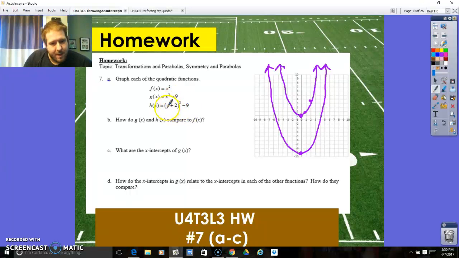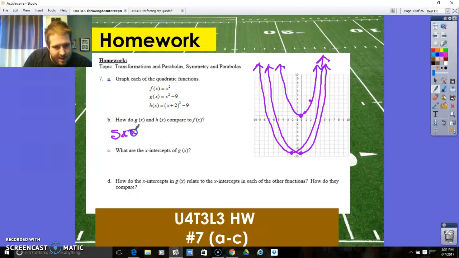But then you've got this x plus 2, and you remember back in vertex form, because that's really what this is, x plus 2 actually makes it slide 2 units to the left. So this parabola is going to look the same shape as the other 3, only it's been slid down 9 and left 2, because remember what's in the parentheses is always the opposite. How do g of x and h of x compare to each other? I believe I already answered most of these questions. So they have the same shape, but it's been translated 2 to the left.